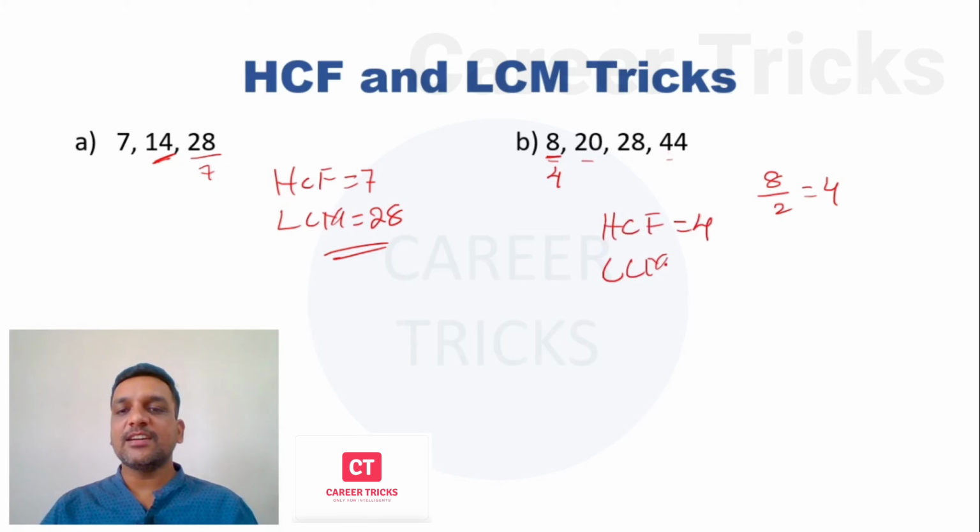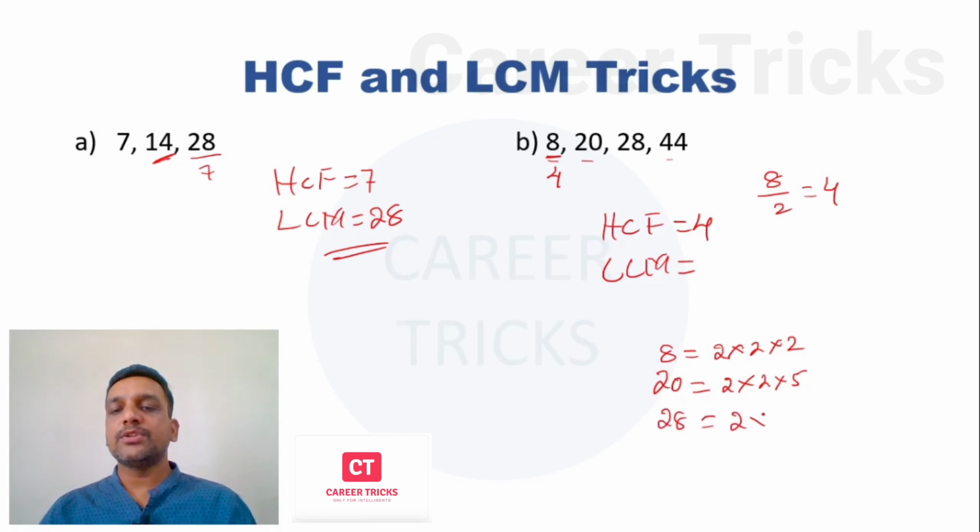When you come to the LCM, what do we have to do? We have to write the factors of these numbers. If you try any tricks here, it is not possible, and it will consume your time. That's why we write the factors. What is the factor of 8? 2 into 2 into 2. For 20? That is 2 into 2 into 5. For 28? That is 2 into 2 into 7. For 44? That is 2 into 2 into 11. These are the factors we got.